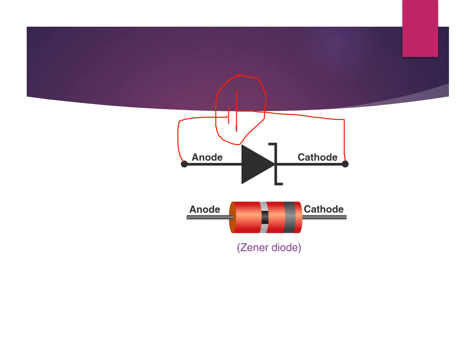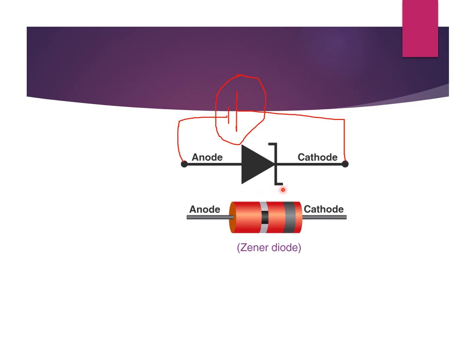Normally in a PN junction diode, the breakdown occurs because of the avalanche breakdown. Avalanche multiplication takes place in the normal PN junction diode, but in the case of the Zener diode, the breakdown occurs because of the Zener breakdown. How does it happen?